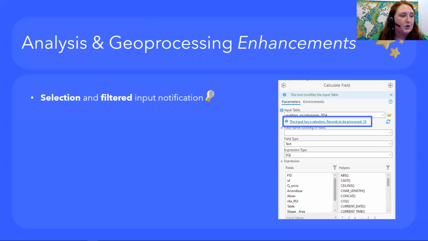Now in ArcGIS Pro 3.0, if you have a selection or filter applied to your data and you go to run a geoprocessing tool, you'll be able to see that the filter is there. It lets you know ahead of time, when you're running the tool, that there is a filter on the data and the output will be filtered, making your workflows a little bit easier and helping to eliminate any error if you forgot a filter was applied.